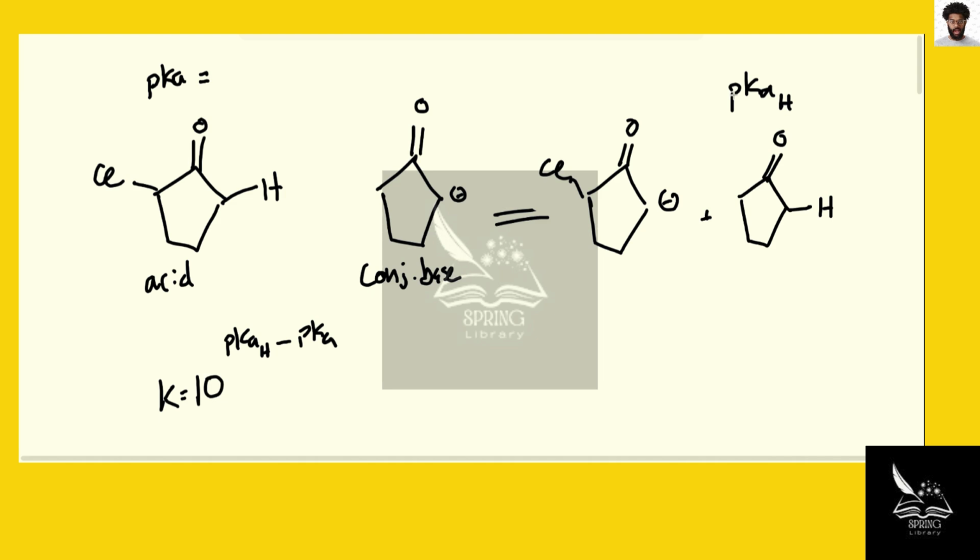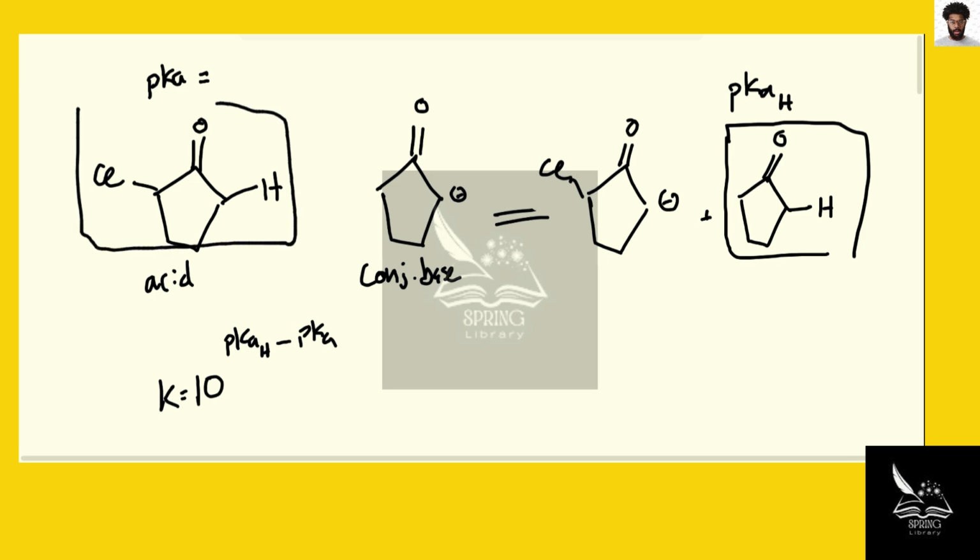And so the question is, if we're going to do pKaH minus pKa, which of these is going to have a higher pKa and which of them is going to have a lower pKa? We've got to compare the pKa of this, which we haven't been given a value for, to the pKa of this. Well, what's the difference between them? The only difference is this chlorine.